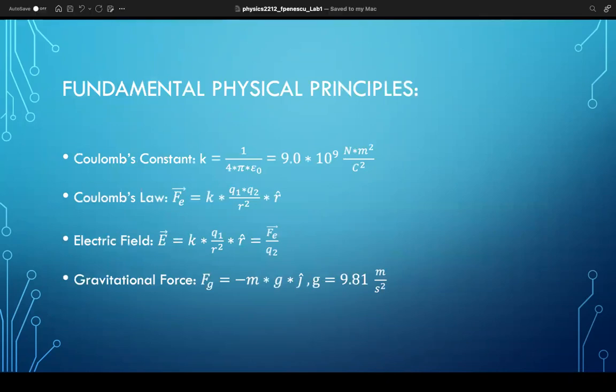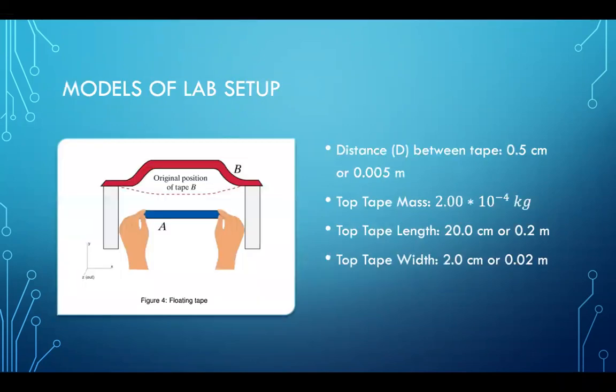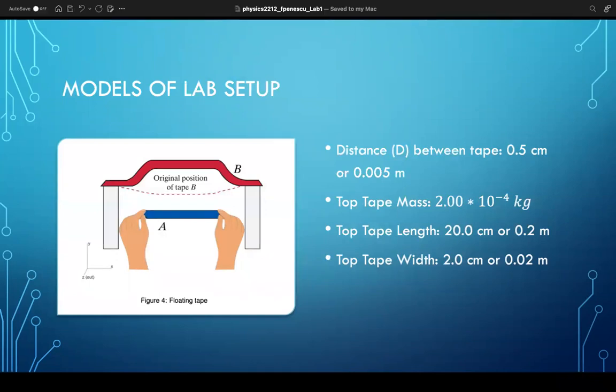As you can tell, we have Coulomb's constant, Coulomb's law, electric field formula, and gravitational force formula. Here are the models of lab setup. As you can see, we have a top tape, tape B, and a bottom tape, tape A. The two tapes are a distance d between each other. This distance is 0.005 meters. We also have the mass of the top tape, the length of the top tape, and the width of the top tape, which we will use in later calculations.